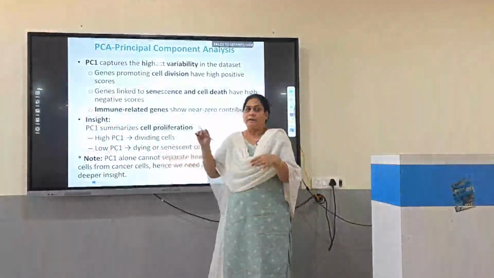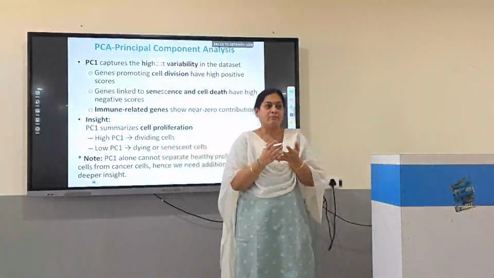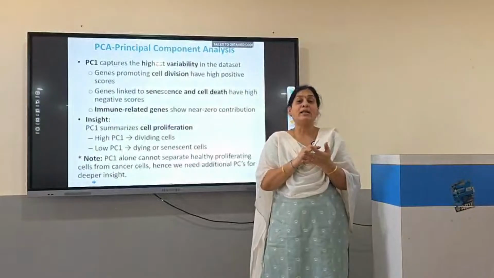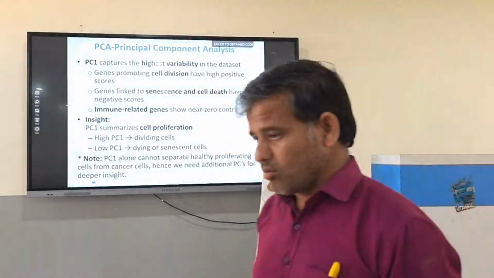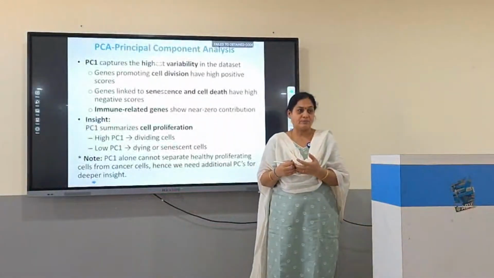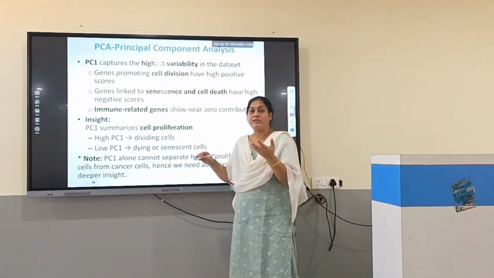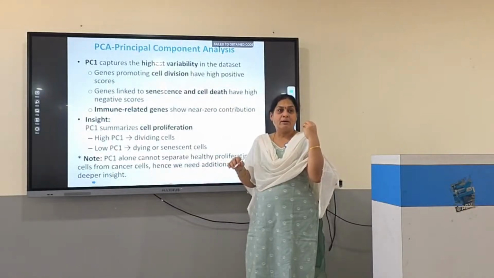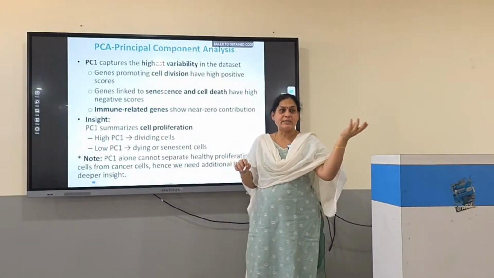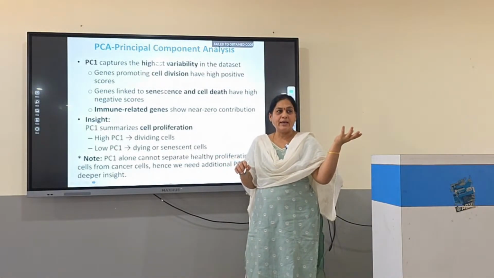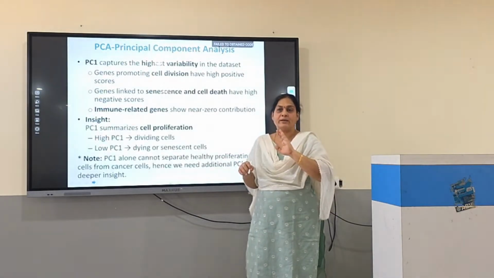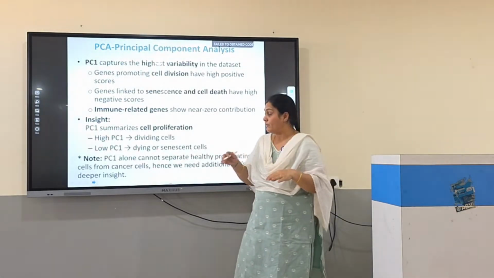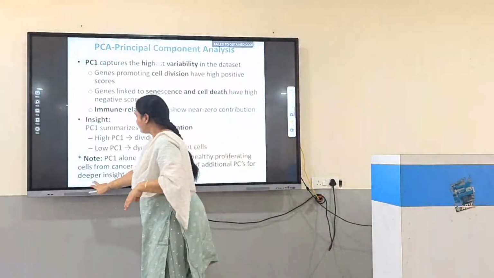So PC1 can capture maximum variance, but it will not give you the complete information. That's why we have to go for other PCs also. We are not saying that the first principal component alone can give all 100% of the data that was there in your original data set. It is capturing some amount of data. Some things are not captured. That's why we have to go for other PCs.